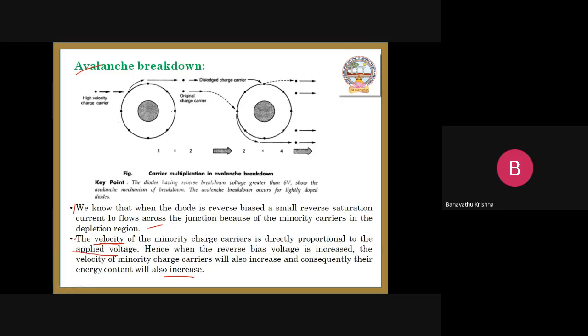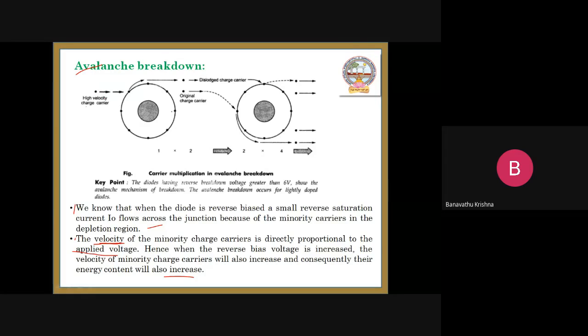So this is the valence band orbit. As I told you, I think it is known in physics. Here, this is the minority charge carrier. Initially it is a single charge particle. Here, it is a high velocity charge carrier.